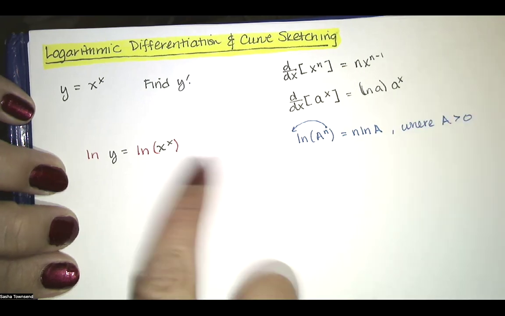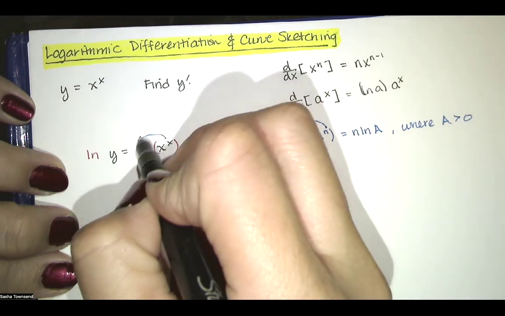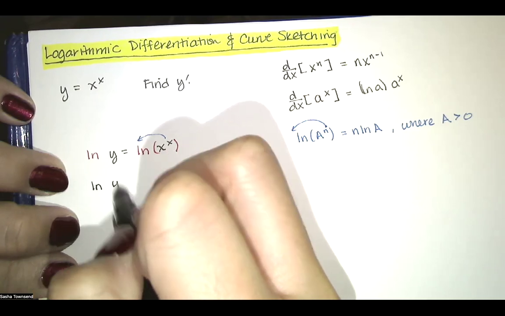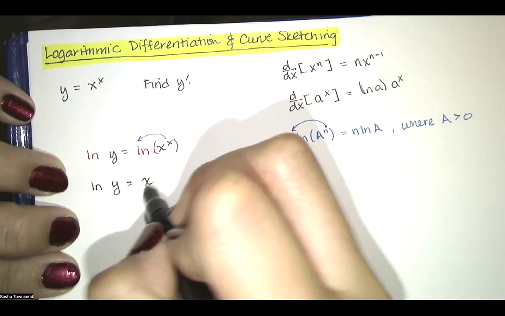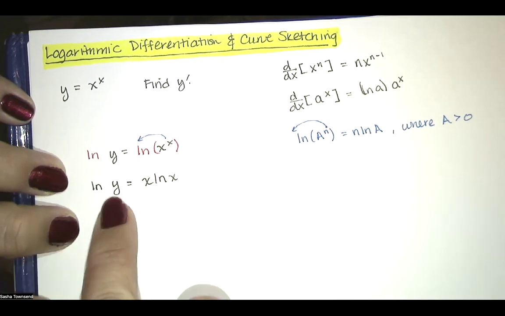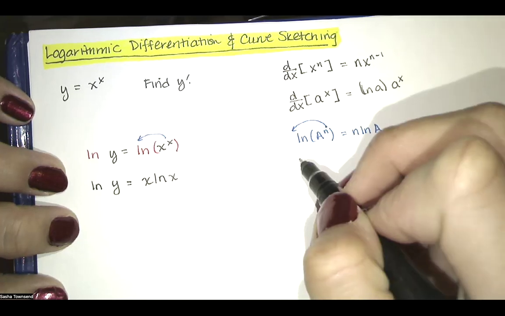And so with that in mind, we can take this x that is in the exponent here, and we can bring that out front. So it turns out that the log of y, or the natural log of y, is equal to x times natural log of x. And while I don't know the derivative of y yet, I can find the derivative using implicit differentiation. So we'll differentiate both sides implicitly with respect to x.